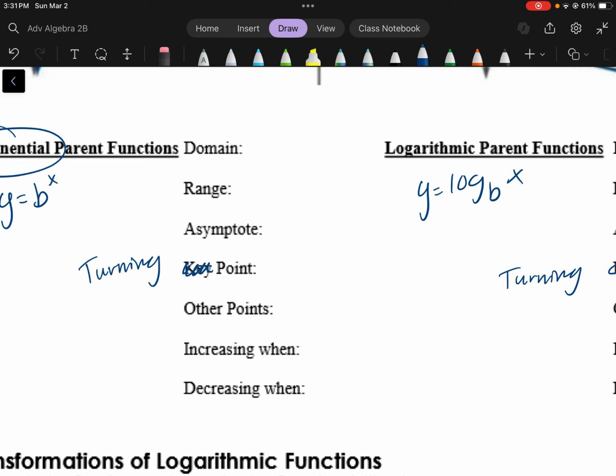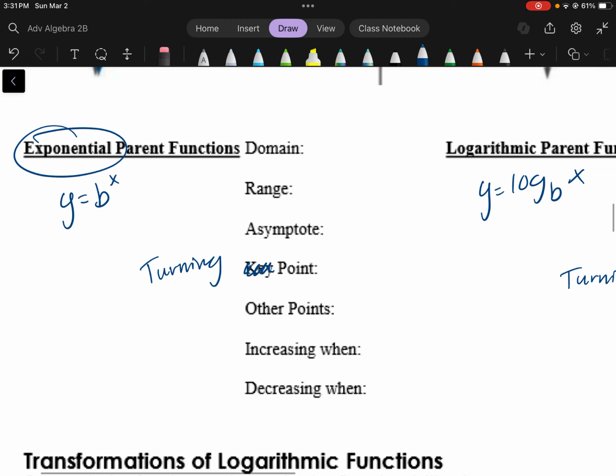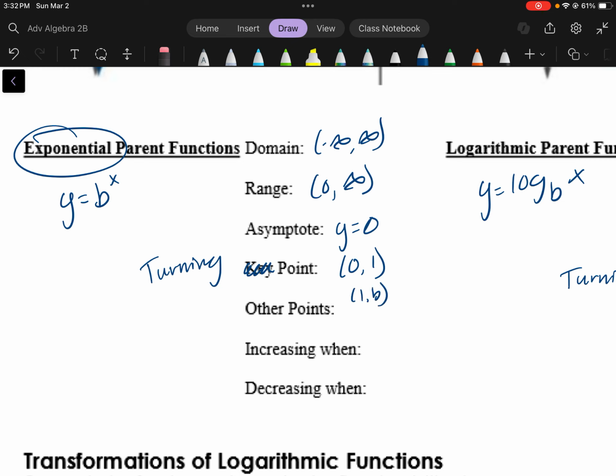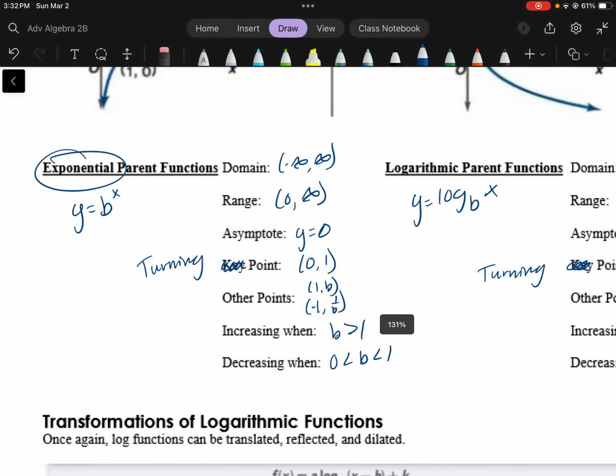Two very different things. Okay, so again, for exponential, we'll go through those key characteristics again. The domain is negative infinity to infinity. The range was 0 to infinity. The asymptote cannot cross the x-axis, so that would be y equals 0. The turning point was originally 0, 1. There were some other key points of 1, b and negative 1, 1 over b. And it's increasing when your b value is greater than 1, and it was decreasing or decay when you're between 0 and 1. Okay, so that's all the things for exponential.